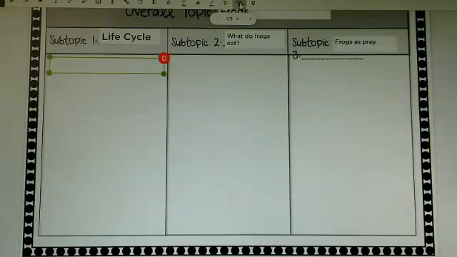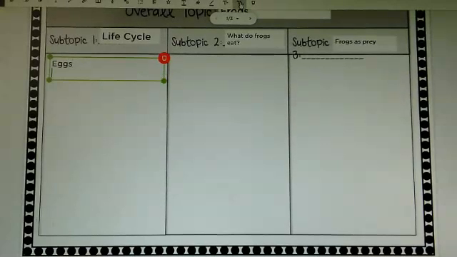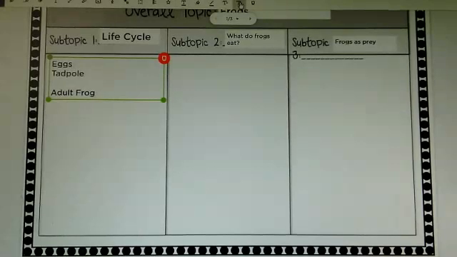So, what do I know about the life cycle of a frog? I know they start as eggs, and then they go to tadpole. And then there's a phase in between, but I don't remember what it is. And then they become an adult frog. So I'm missing some information right here.